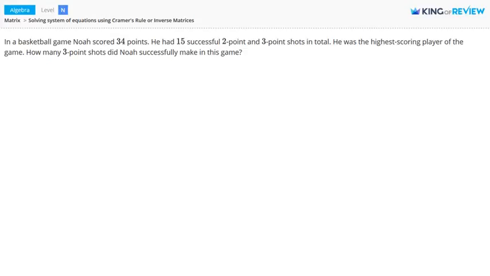So what we want to do is make a couple of equations that represent this situation. But before we do that, we want to define what our variables are. So let's let x equal the number of 2-point shots, and let's let y equal the number of 3-point shots. So using these variables, let's set up an equation.